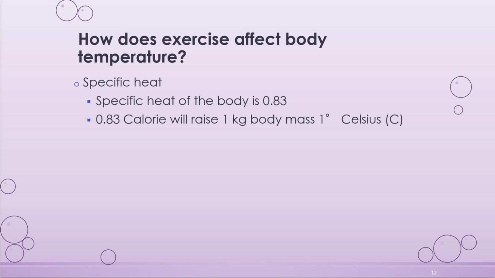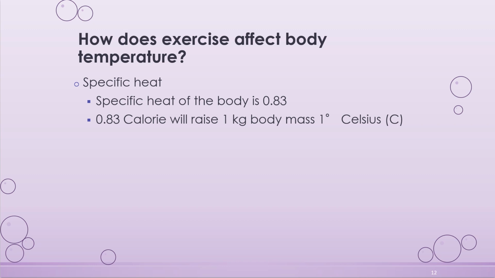During exercise, the body's metabolic rate increases to supply the necessary energy for muscle contractions and other physiological processes. As a result, more heat is produced as a byproduct of these metabolic reactions. The body's specific heat capacity remains relatively constant during exercise, meaning the amount of heat required to raise the body's temperature by 1 degree Celsius does not significantly change. Specific heat of the body is 0.83. 0.83 calories will raise 1 kilogram of body mass 1 degree Celsius.